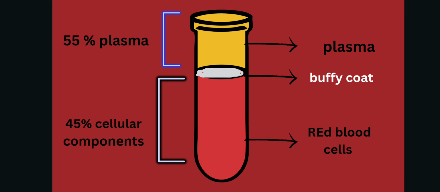We will have the three layers: the plasma layer, which constitutes 55% of the whole blood in the tube, the buffy coat, which contains the white blood cells and the platelets, and at the bottom, we will have the red blood cells. Now, the buffy coat and red blood cells constitute 45% of the whole blood in the tube, and these are the cellular components.